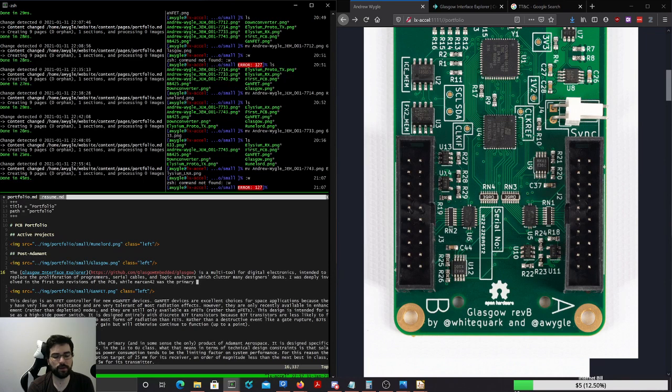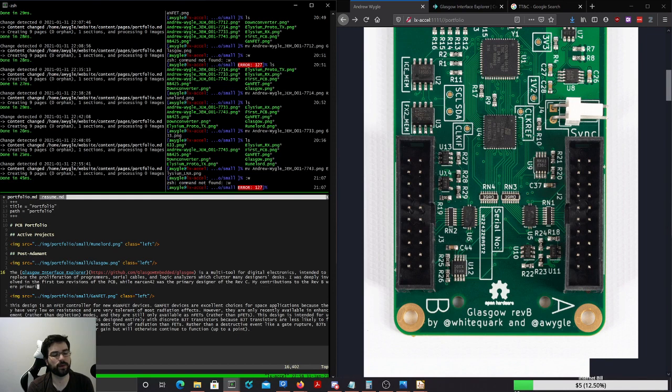Was the primary designer of the Rev C. My contributions to the Rev B were primarily around the level shifters, which were originally auto direction sensing.